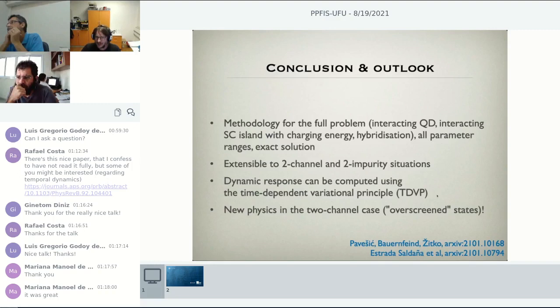Also, I can mention that with this methodology, we can also study time-dependent problems using TDVP. And this applies to both real-time and imaginary time evolution of these states. And the most active research direction right now is to study new physics in the two-channel case, especially focusing on the doublet states and all of the new physics which is expected from the two-channel Kondo Hamiltonian.